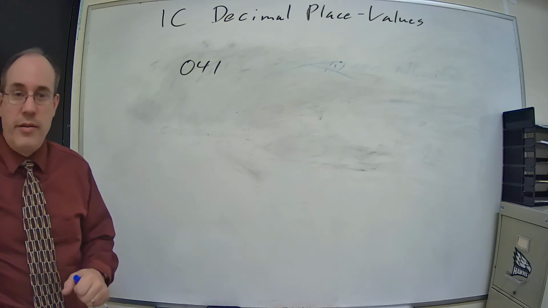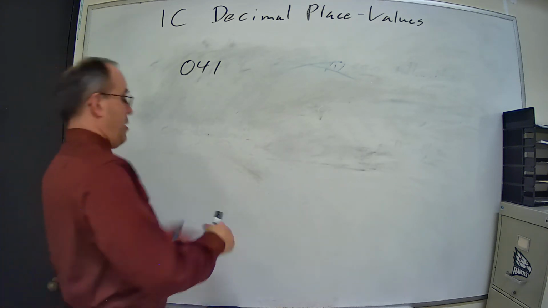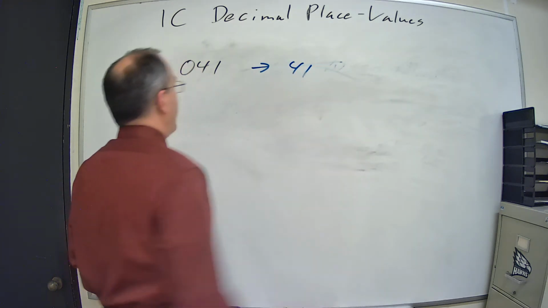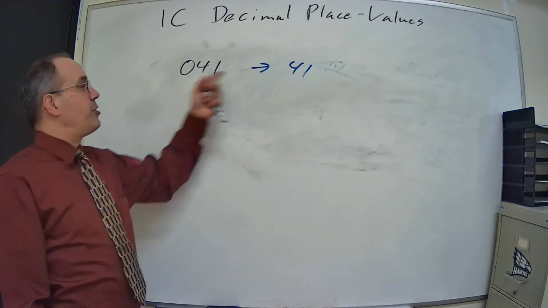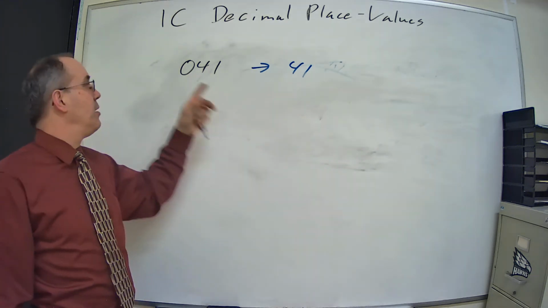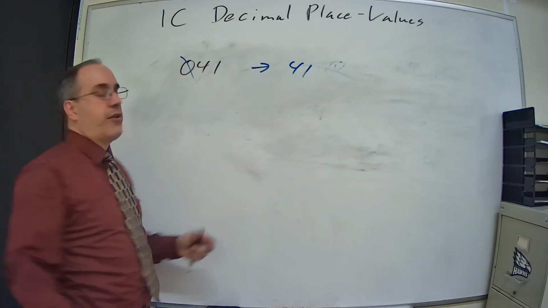Zero, 41. If I get rid of the 0, then I have 41. Did my amount change? No. 41 is still 41. That 0 is unnecessary. You can get rid of it.